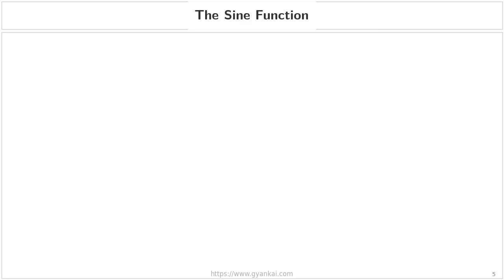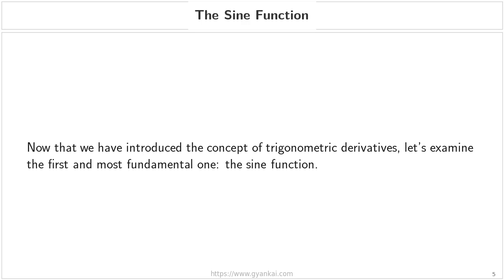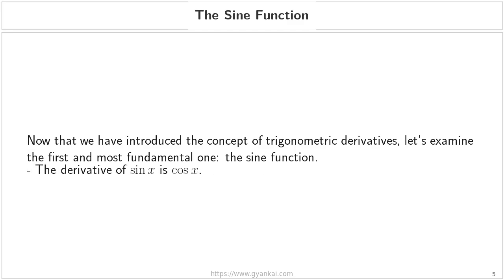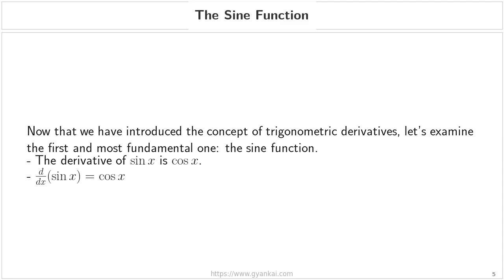The sine function. Now that we have introduced the concept of trigonometric derivatives, let's examine the first and most fundamental one, the sine function. As you can see on the slide, the derivative of sine x is simply cosine x. To put this into formal mathematical notation, we say that the derivative of sine x with respect to x equals cosine x. This is a straightforward relationship to remember, and it serves as the foundation for the other trigonometric derivatives we will discuss in the next few slides.